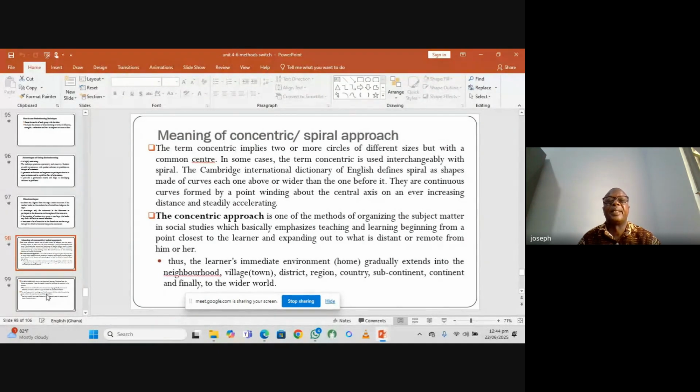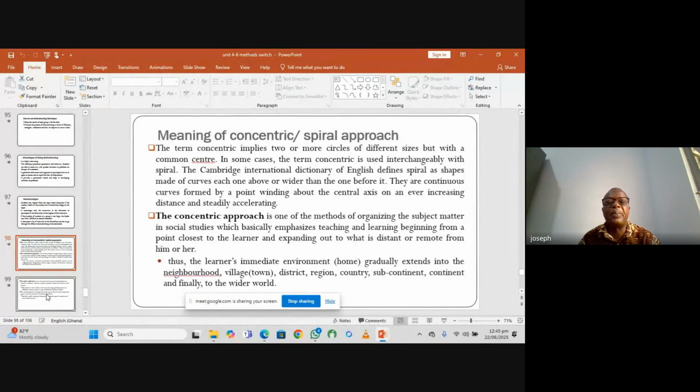The Cambridge International Dictionary of English defines spiral as shapes made of curves, each one above or wider than the one before it. They are continuous curves formed by a point widening about the central axis on an ever-increasing distance and steadily accelerating.